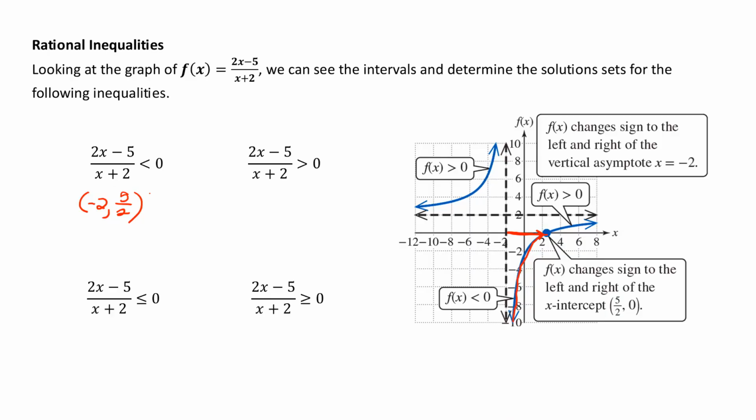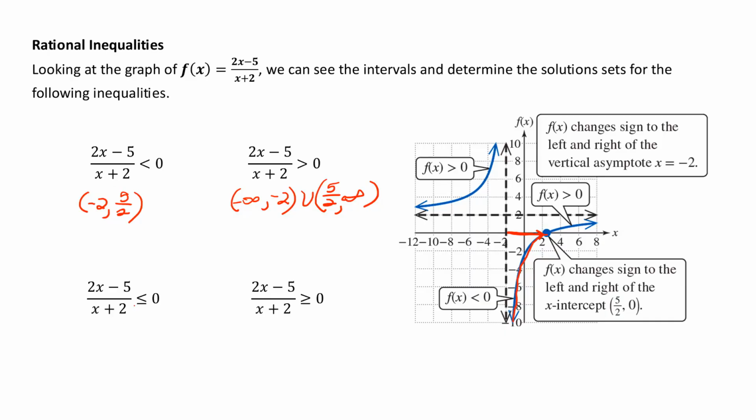For 2x minus 5 over x plus 2 is greater than 0, you can see that that happens on the left side of the asymptote. So from -infinity up to -2, but not including -2 because the asymptote is not something that the graph will ever touch. And then it's also positive from 5 halves up to infinity, but not including 5 halves because we don't want it to equal 0.